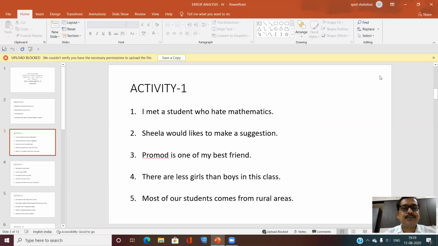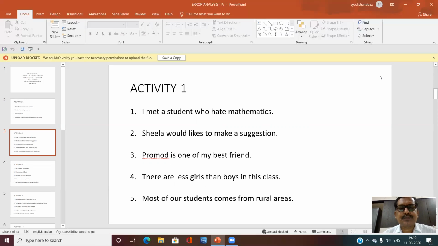Now come to the activity 1. I met a student who hates mathematics. It is a condition, perpetual condition. So we are using simple present tense. I met a student who hates mathematics.